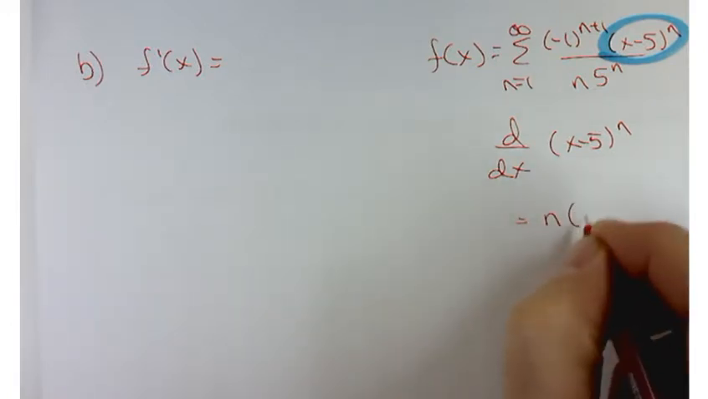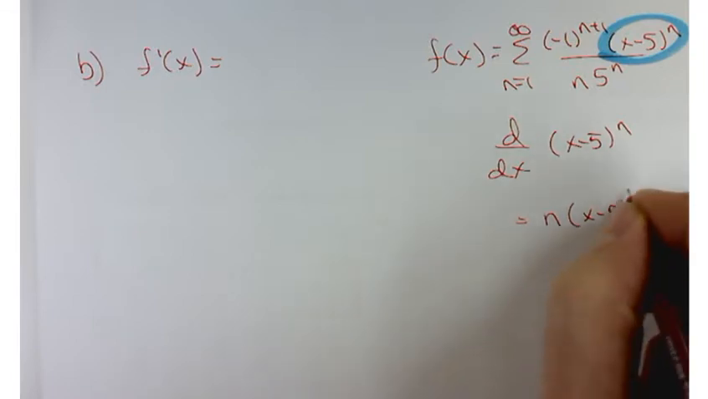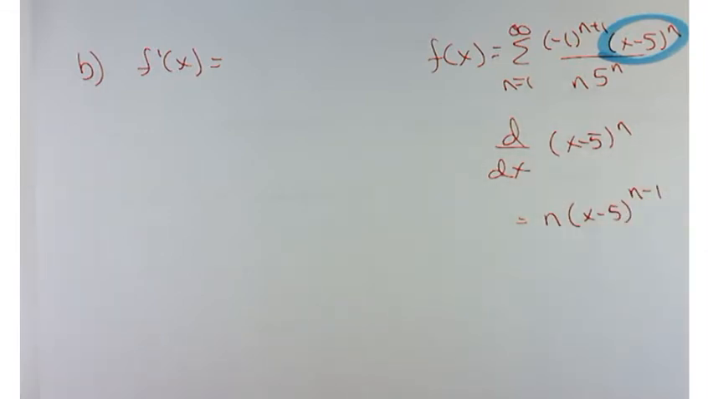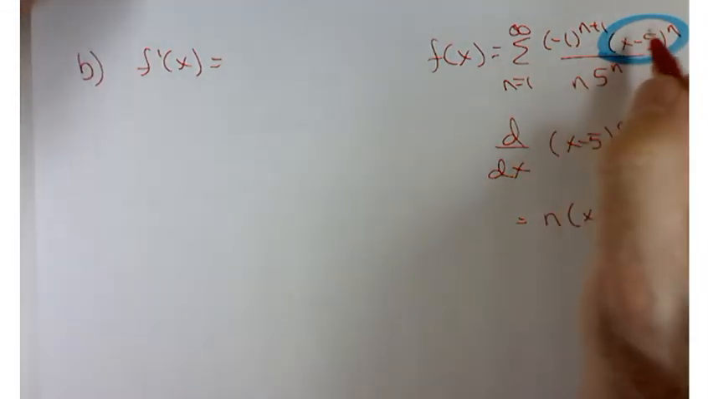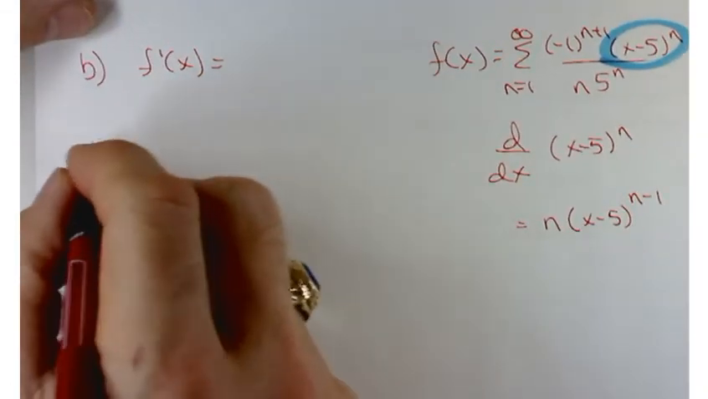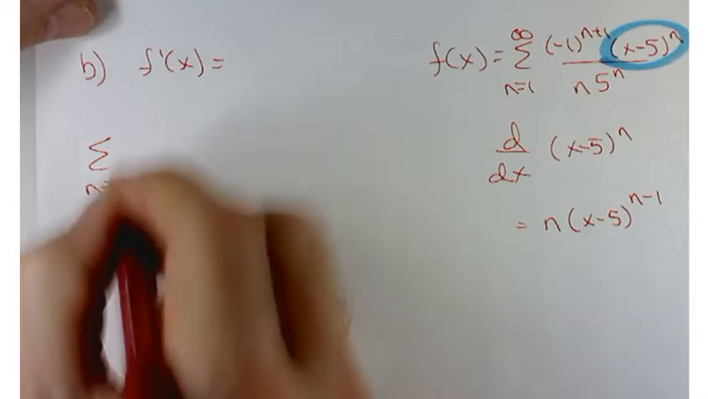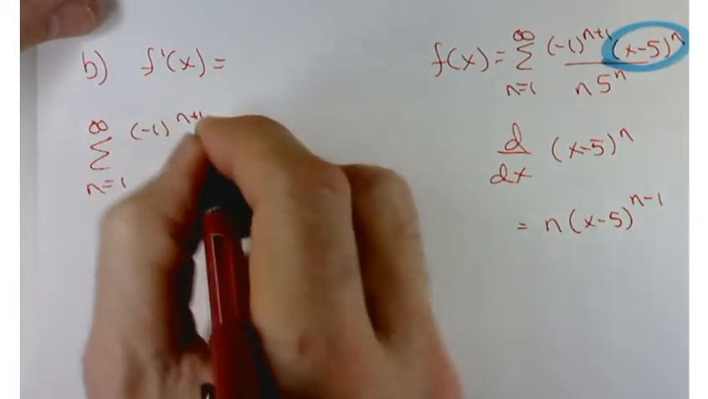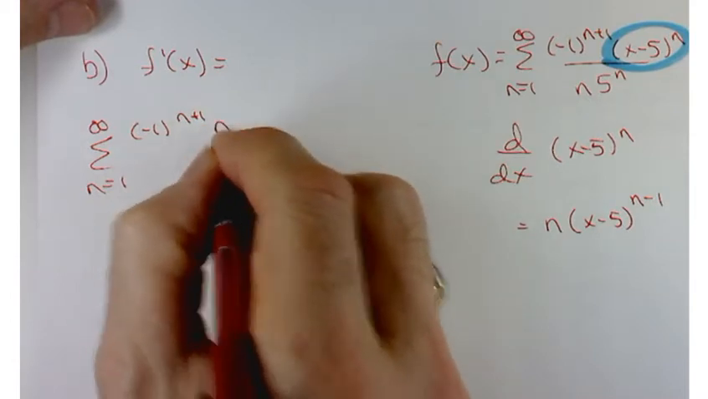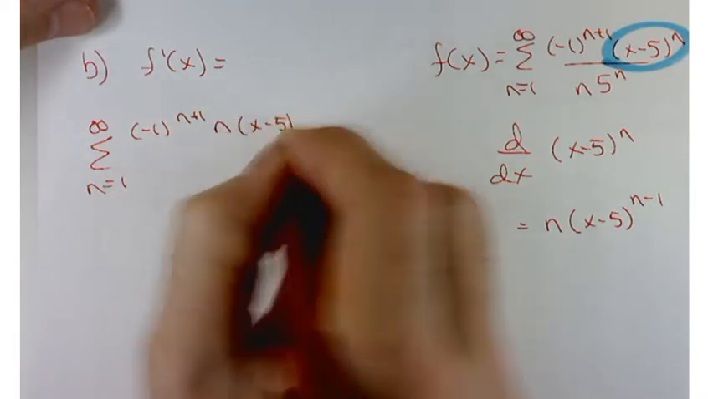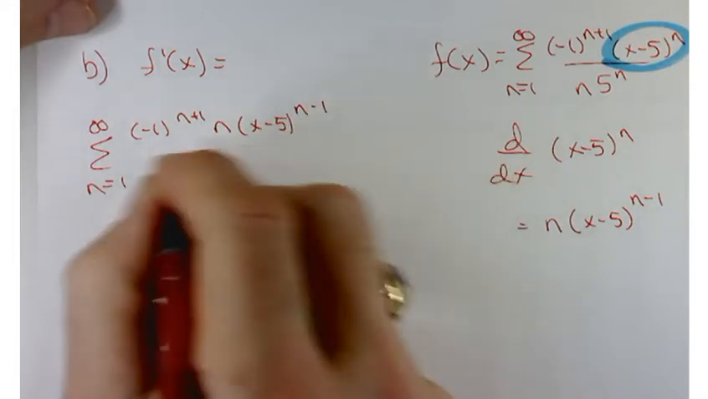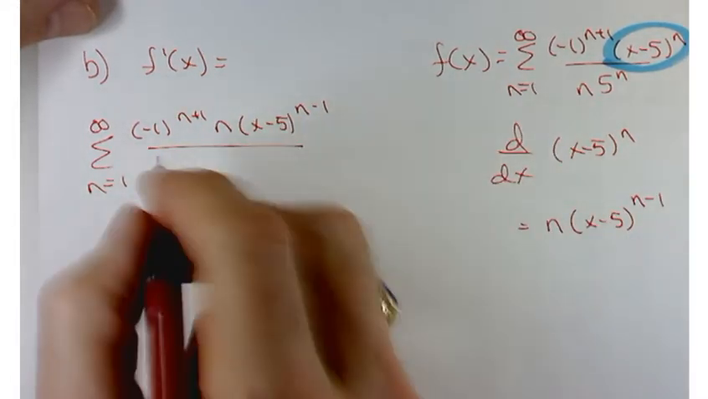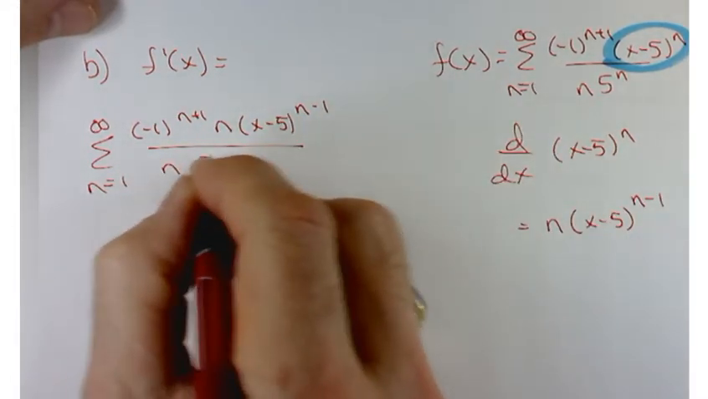N times (x minus 5) to the n minus 1. Okay, let's put that in here. So f prime of x is going to be the sum from n equals 1 to infinity of negative 1 to the n plus 1 times n times (x minus 5) to the n minus 1, over n times 5 to the n.